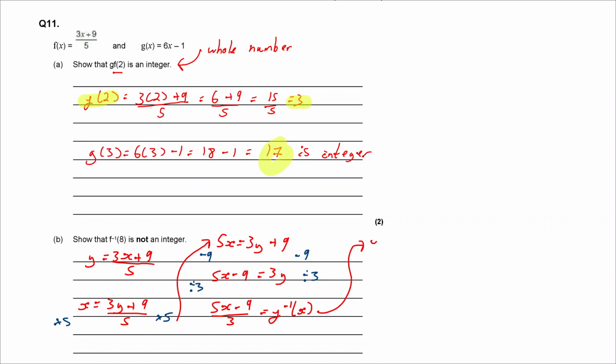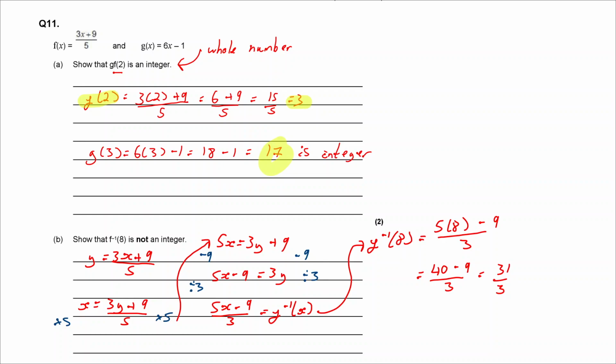So what's the value of f inverse of 8? We substitute it in for x over here, and it's going to be a fraction, hopefully. So it's going to be 5 times 8 minus 9 divided by 3. And 5 times 8 is 40, minus 9 divided by 3 gives you 31 divided by 3, which is not a whole number. That is a fraction.